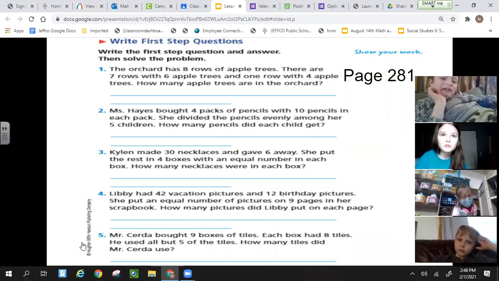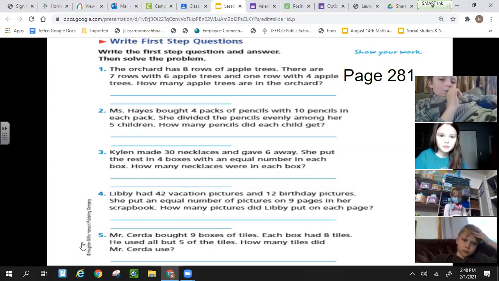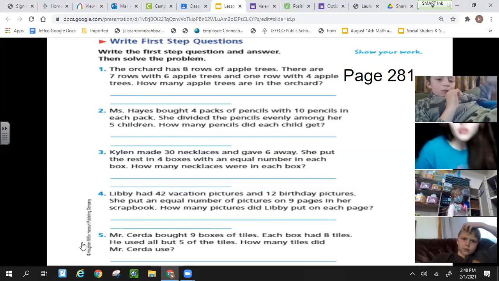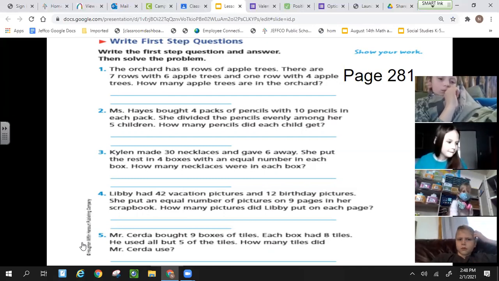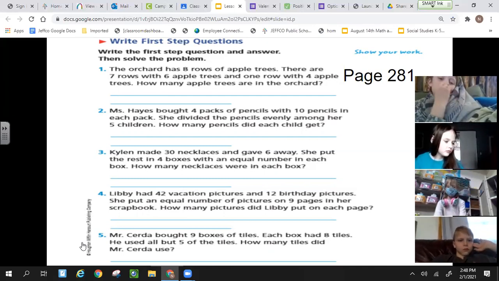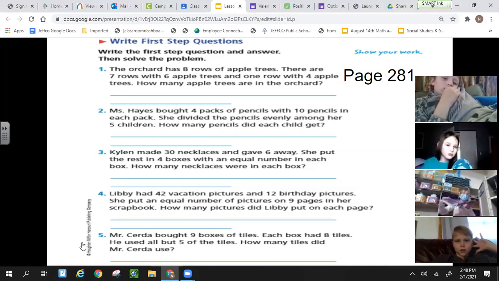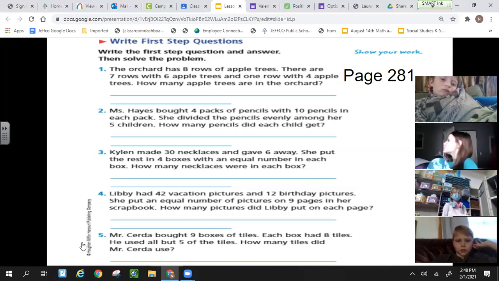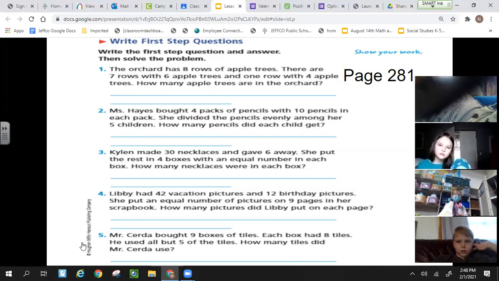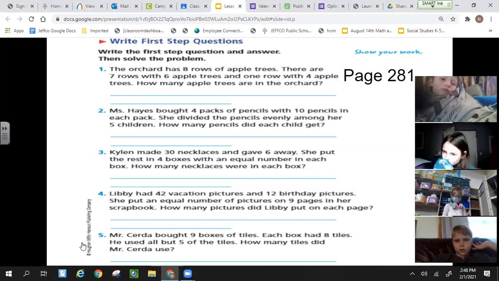Listen. When you are solving a two-step word problem, you'll know you can't find the answer unless you find out something else first. For example, number 1 on page 281. Let's look at this. The orchard has 8 rows of apple trees. There are 7 rows with 6 apple trees and 1 row with 4 apple trees. How many apple trees are in the orchard?